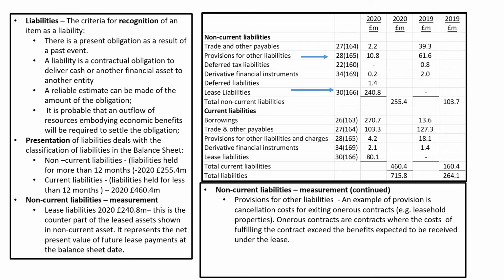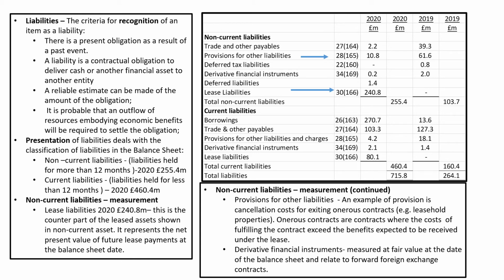Provision for other liabilities. An example of a provision is cancellation cost for existing onerous contracts, for example leasehold properties. Onerous contracts are contracts where the cost of fulfilling the contract exceeds the benefit expected to be received under the lease. Finally, we have derivative financial instruments measured at fair value at the date of the balance sheet, and relating to forward foreign exchange contracts.